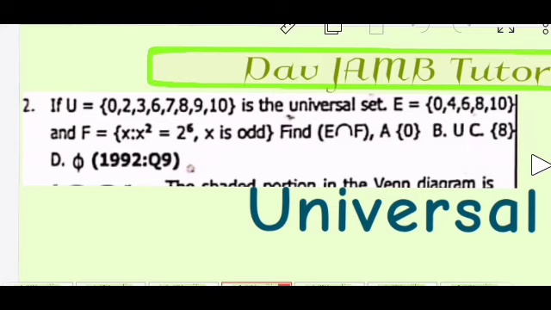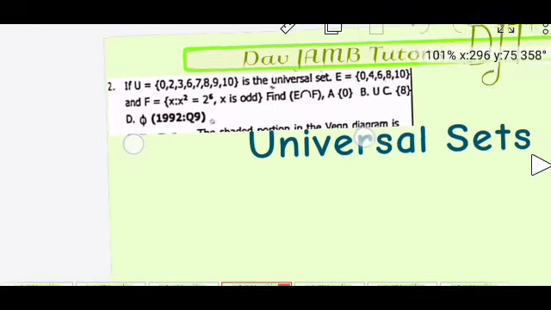So let's first of all write the universal set out. That is the first thing to do whenever you are solving any set question and you have universal sets. What you are advised to do is to first write out the universal set.